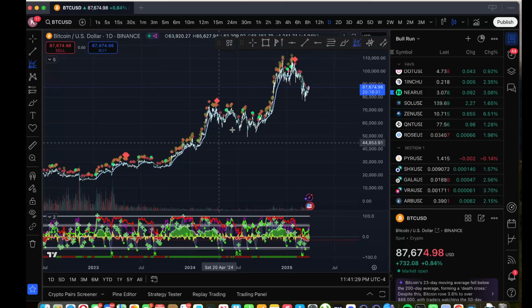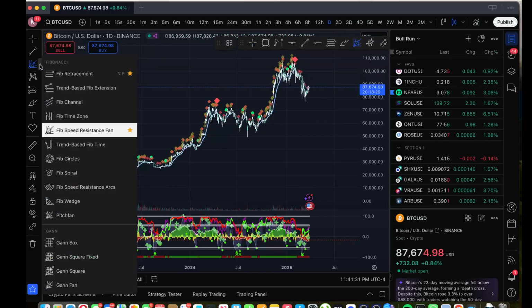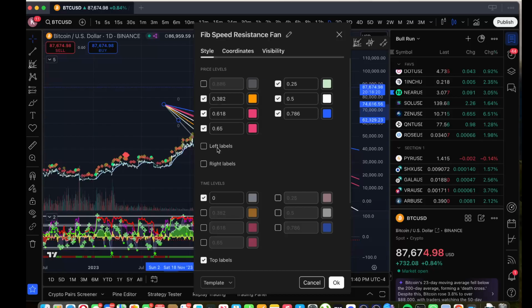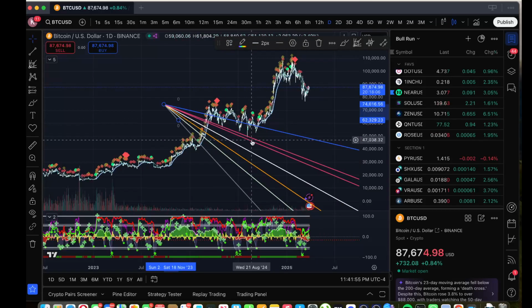So firstly, you'll find the resistance fan over here in that Fibonacci area, the Fib Speed Resistance Fan. For the settings, I'm just using this top portion right here. I'm using the 0.382, the 0.618, 0.65, 0.25, the 0.5, and the 0.786. Those are the levels I'm using.